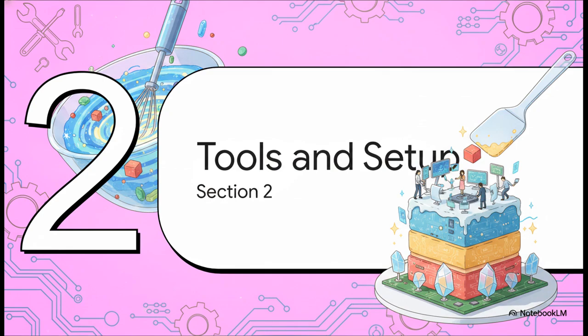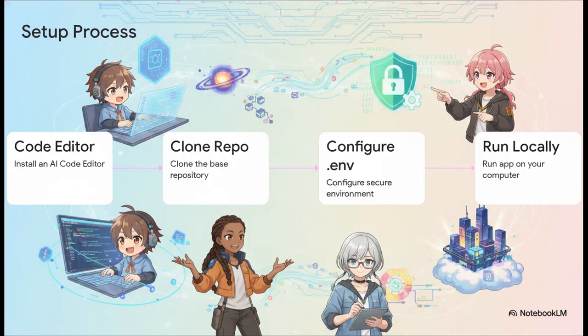Section 2. Required tools and setup. Okay, this is the phase where we gather all of our digital ingredients to bake this software cake. Don't let the technical terms intimidate you. The macro structure here is actually super straightforward. Step 1. Install an AI code editor. Step 2. Clone the repository, which is essentially just downloading the blueprint. Step 3. Configure your secure environment file. And Step 4. Run the application locally on your computer just to test it all out.